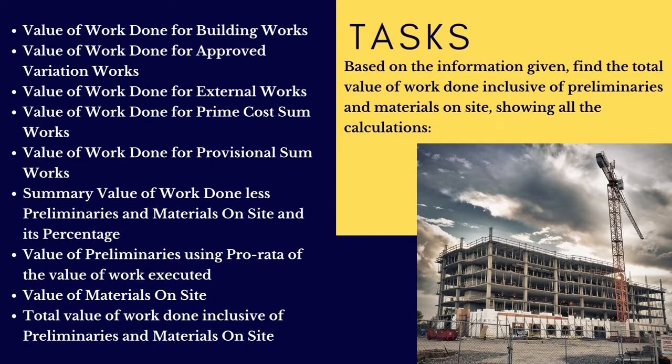Based on the information given, find the total value of work done inclusive of preliminaries and materials on site, showing all the calculations of value of work done for building works, value of work done for approved variation works, value of work done for external works, value of work done for prime cost sum works, value of work done for provisional sum works, summary value of work done less preliminaries and materials on site and its percentage, value of preliminaries using pro rata of the value of works executed, value of materials on site, and total value of work done inclusive of preliminaries and materials on site.